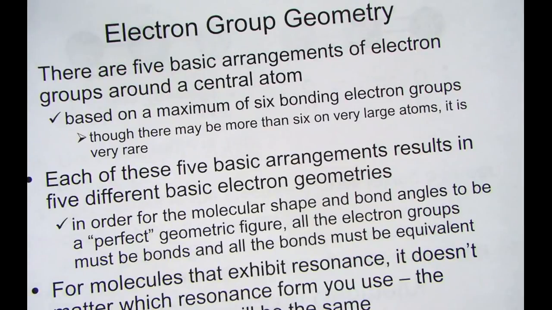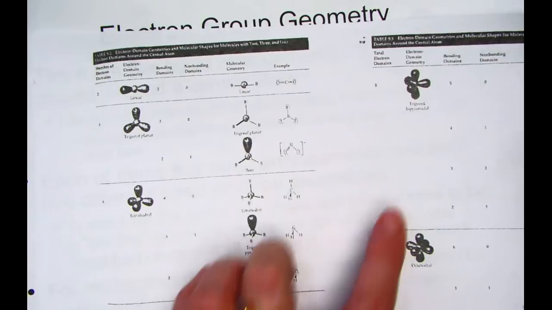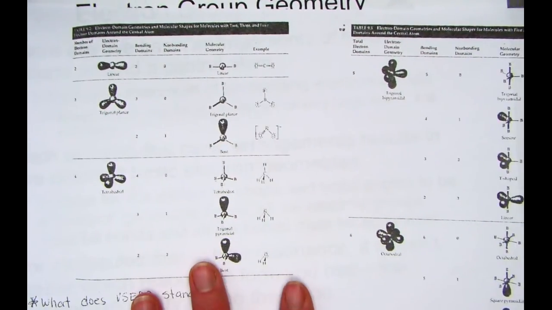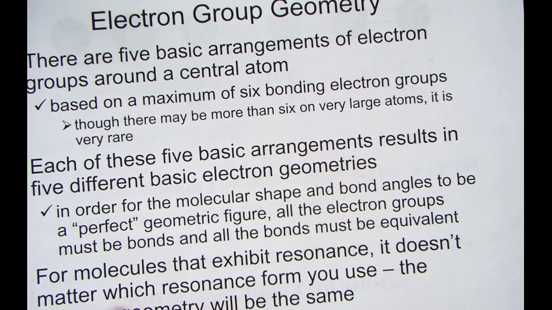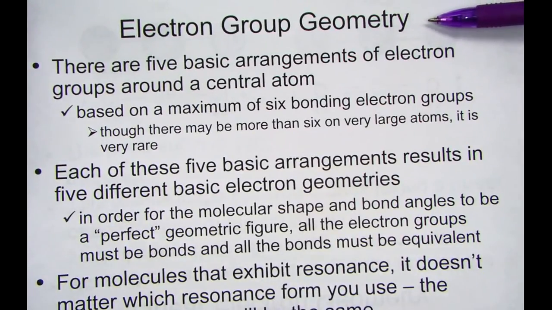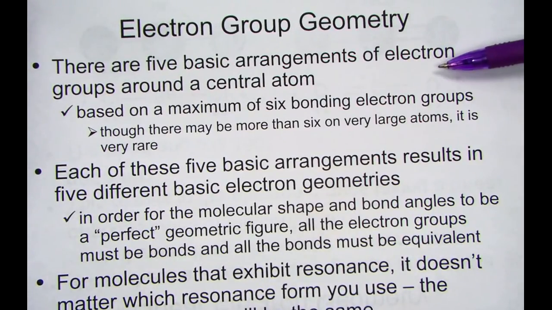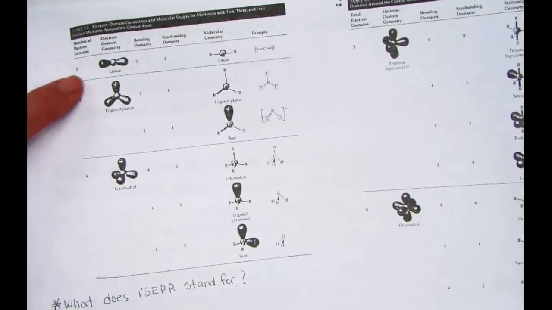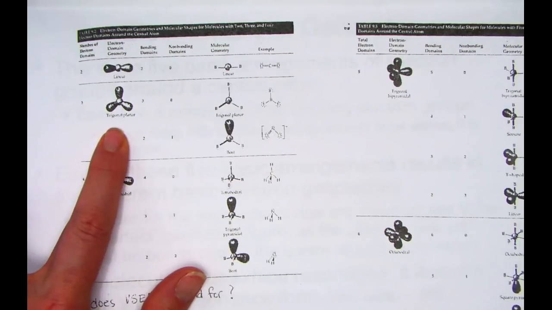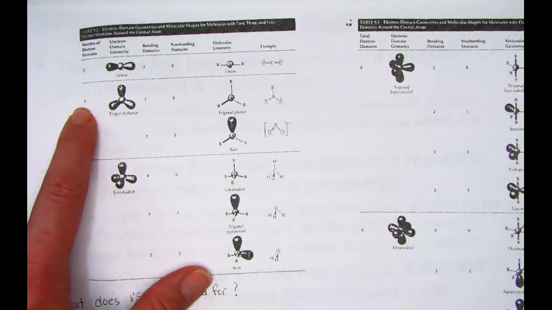Electron group geometry, oh, by the way, that's the direction we're heading, taking each one of these geometric shapes and going through examples of each. This is a chart from our text coming up in the notes one at a time. So, just to show electron group geometry one at a time, we have five basic arrangements of electron groups around the central atom. Five different ways they can arrange themselves. They can be linear with two electron domains. They can be trigonal planar with three electron domains.